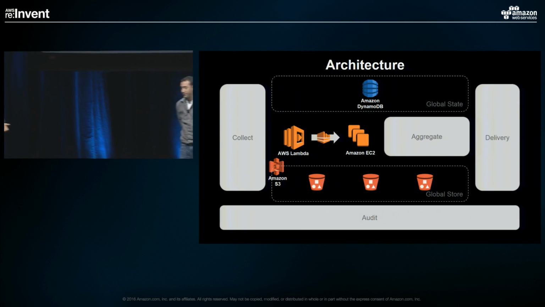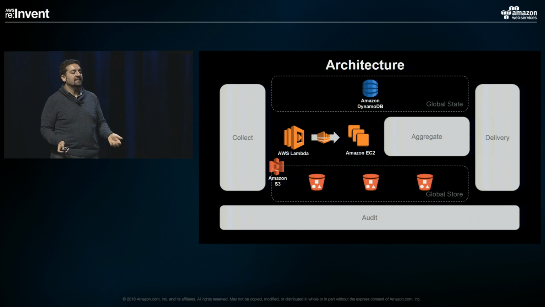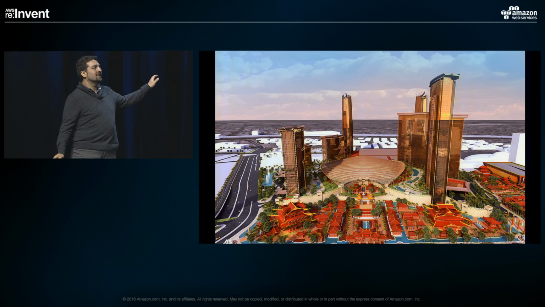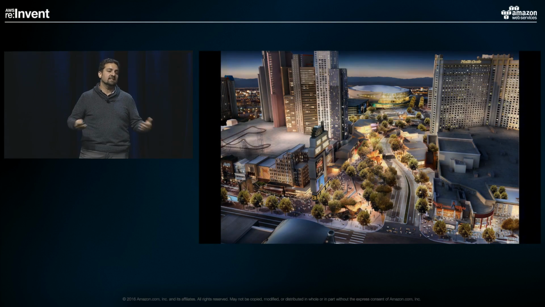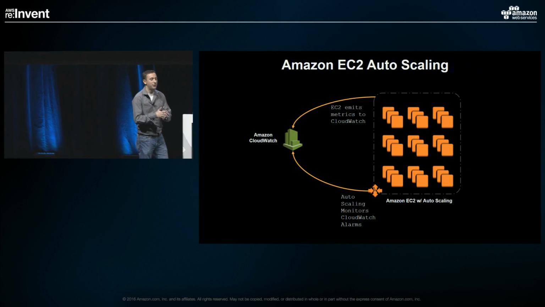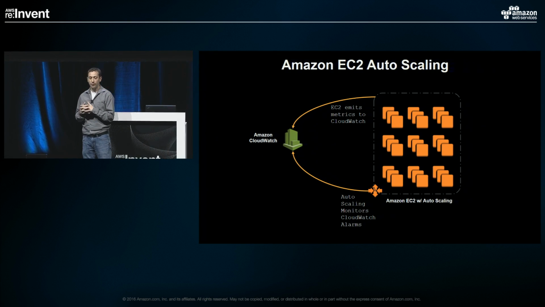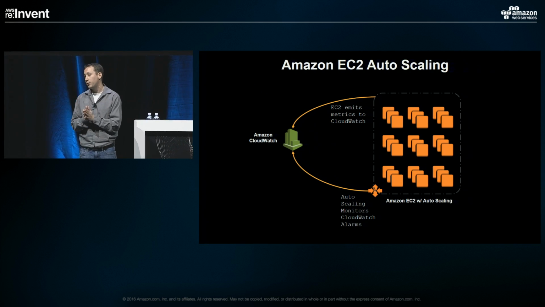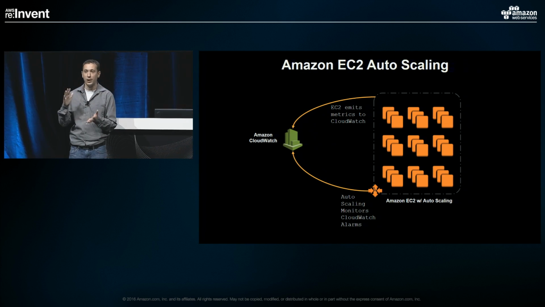OK, so one thing, if we put Lambda there, it will easily scale. But then the question that I have with EC2 is that we're here in Vegas, and there's all the time new projects coming in, new hotels, new stadiums being built all the time. So how do we scale those EC2 boxes? There's a very well-known, well-behaved system that we have, Amazon's EC2 auto scaling, where we determine what the bottleneck is in our system.